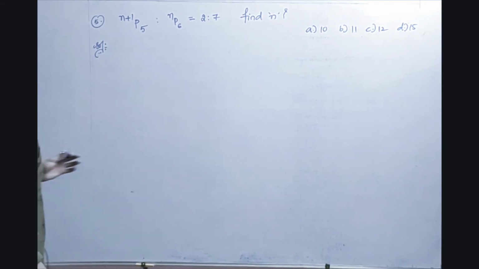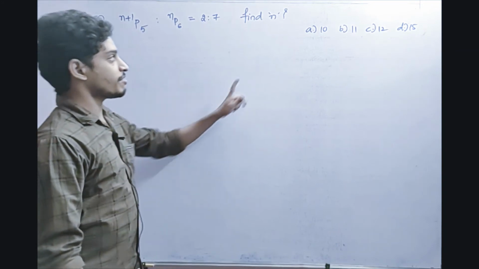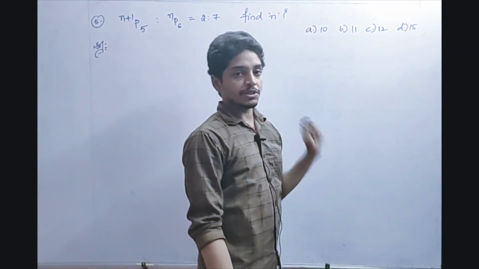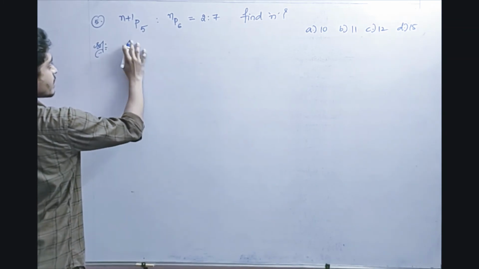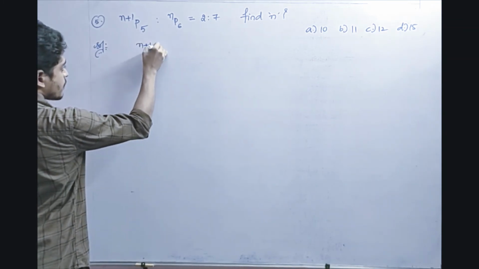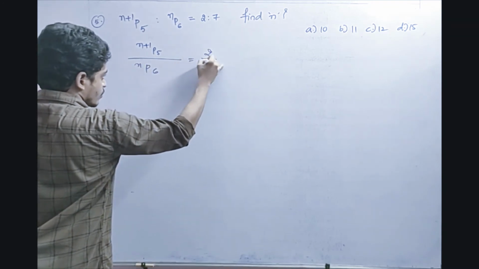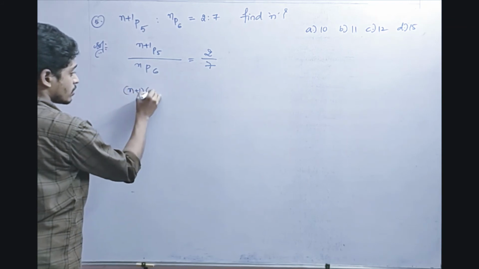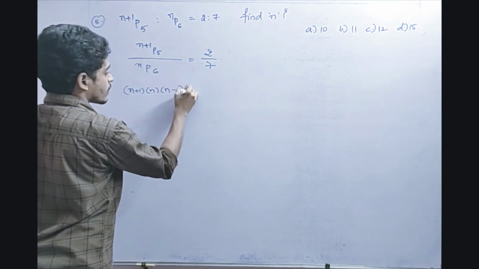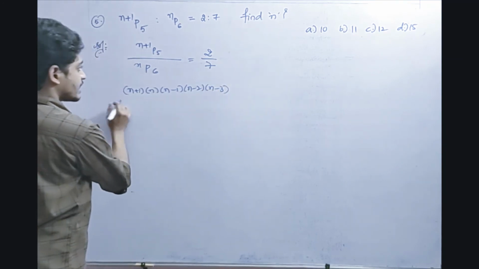So next question, friends. (n+1)P5 is to nP6 equals 2 is to 7. Find the n value, and he has given the 4 options. So fine. See friends, (n+1)P5, right? So how can I write this? (n+1)P5 whole divided by nP6 is 2 by 7. Yes or no? Yes. Now how can I write (n+1)P5? (n+1) into n into (n minus 1), (n minus 2) into (n minus 3). So I got 5 terms, right or not?